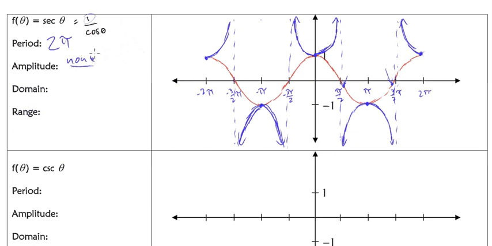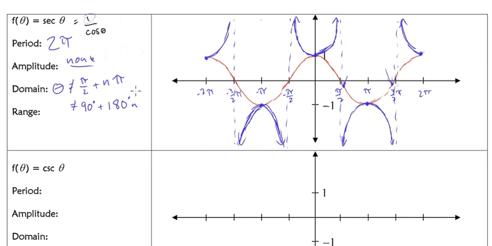Domain: we can't plug in the value of pi over 2, so theta cannot equal pi over 2, or 1/2 pi, and then every n times pi thereafter. Or if we had this in degrees, theta could not be equal to 90 degrees, and then every 180 degrees after.